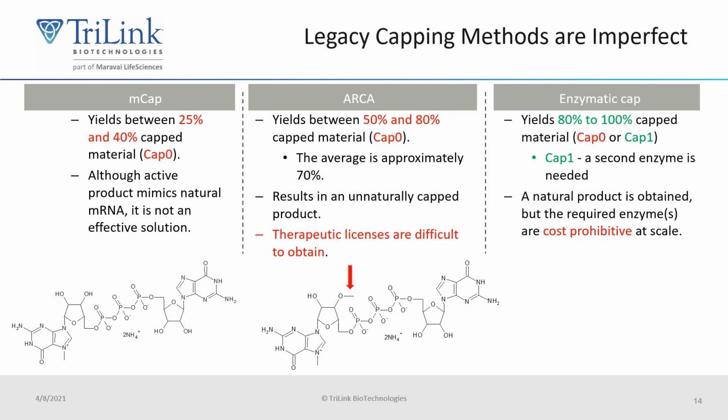So legacy capping methods are imperfect. First and second generation cap analogs, such as MCAP and ARCA, only provide capping efficiencies between 25 up to maybe 80%. And of course, they only generate cap0 RNA, which we covered. Therapeutic licenses for ARCA have also been fairly difficult to obtain. Enzymatic capping, while able to provide much higher, say 80 up to 100% capping efficiency, is typically very expensive and time consuming, and therefore cost prohibitive, especially at scale.